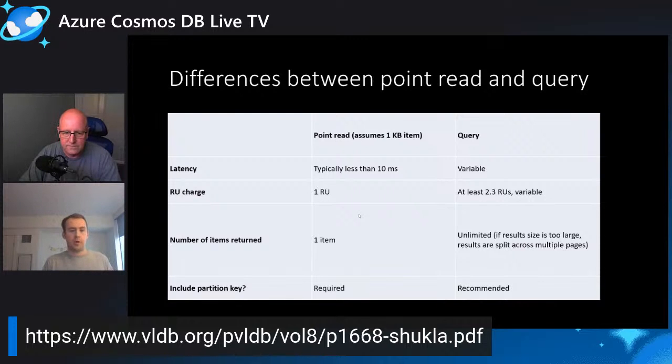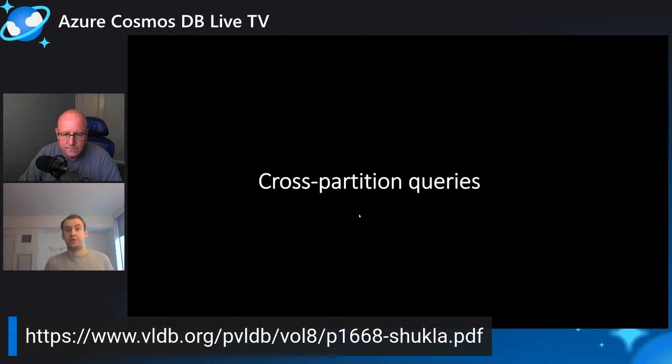And of course, with point reads, you must include the partition key. In queries, you should include the partition key. In most cases, it's strongly recommended, but it is not absolutely required. The next thing that we'll transition to is cross-partition queries in Cosmos DB.